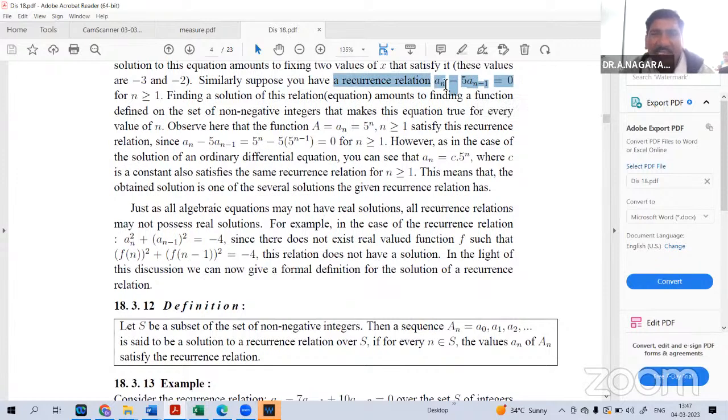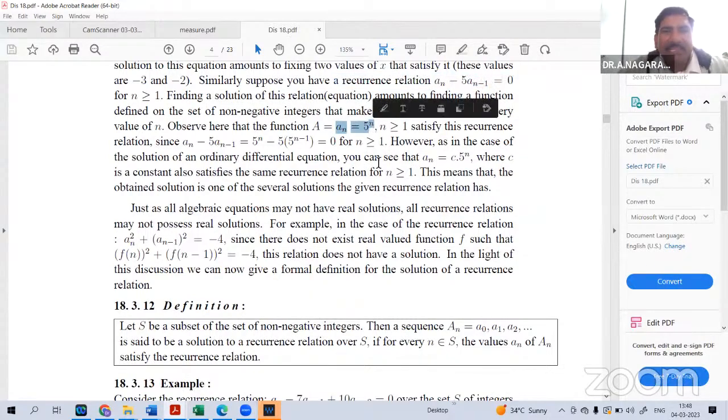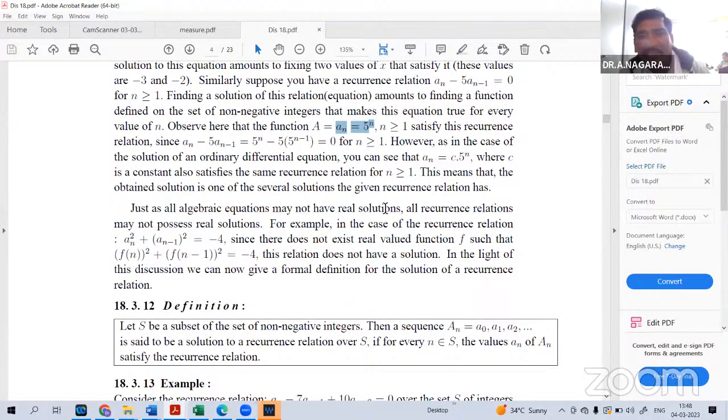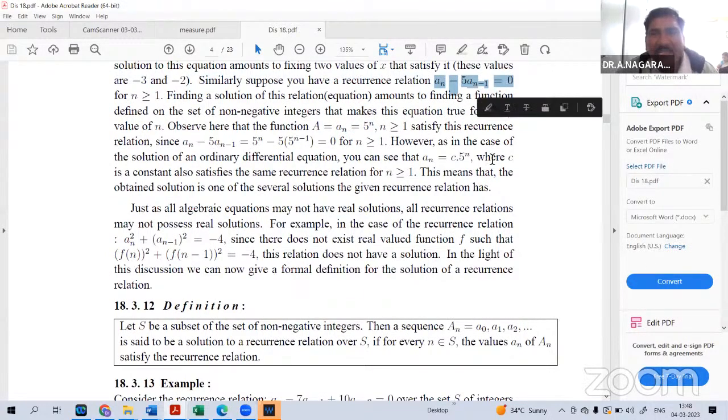What should I take for a_n so that it becomes 0? If I take a_n equal to 5 power n and substitute into a_n minus 5 times a_(n-1), I get 5 to the power of n minus 5 into 5 to the power of n minus 1. In the second term, 5 to the power of n minus 1 already has one more factor of 5. Bases are the same, so powers are added: 5 to the power of n minus 1 and 5 give a total of 5 power n.